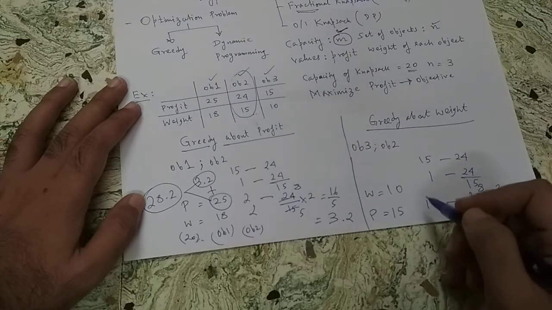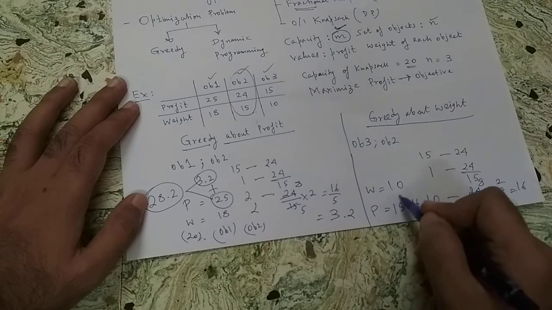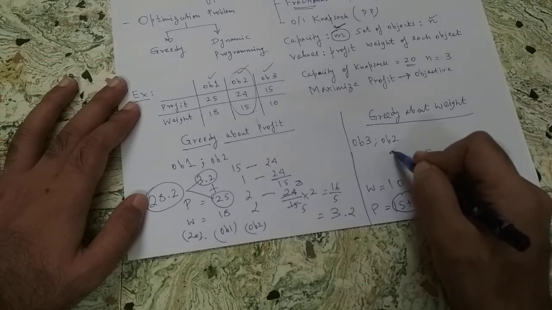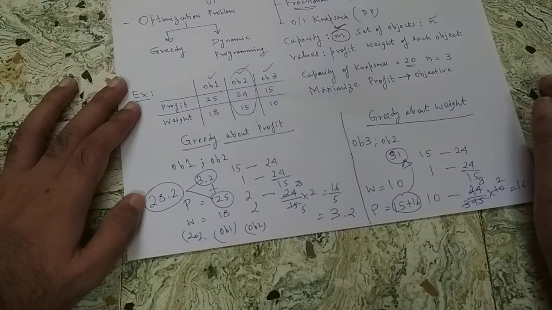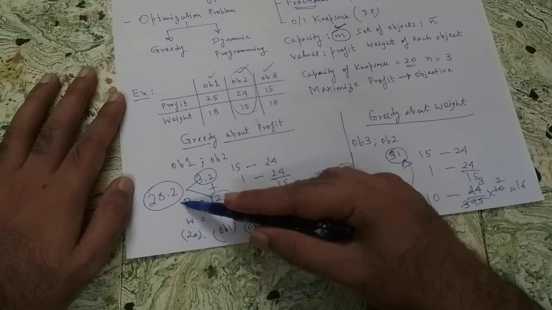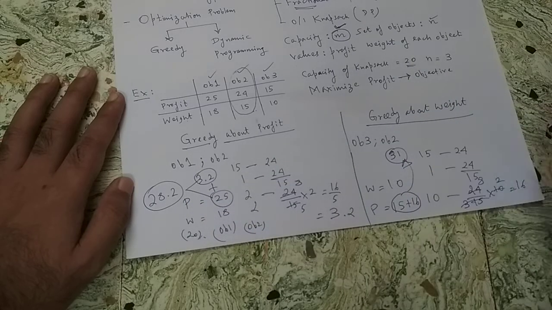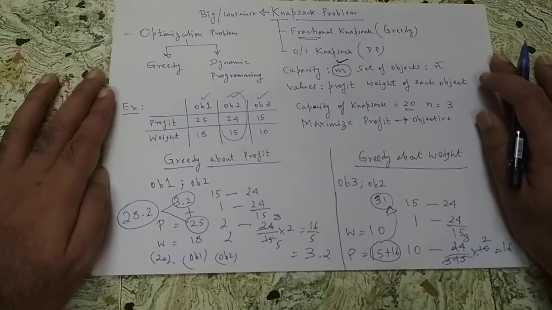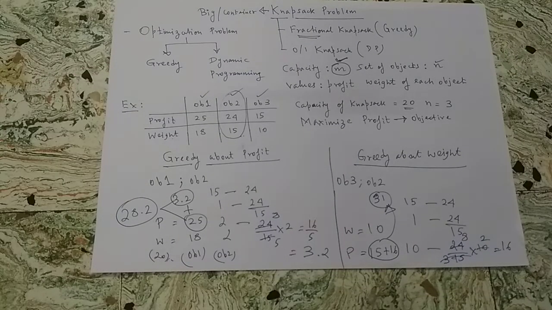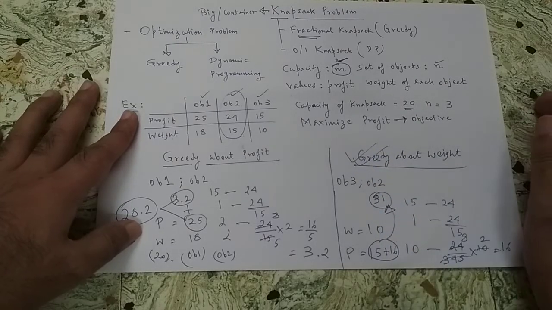That means now my profit will be 15 plus 16. What does it come out to be? It comes out to be 31. Now see, when we were greedy about profit, we got a maximum total profit of 28.2. When we were greedy about weight, we got a total profit of 31. That means being greedy about weight gives us more profit. So we may end up thinking that this is a better choice.